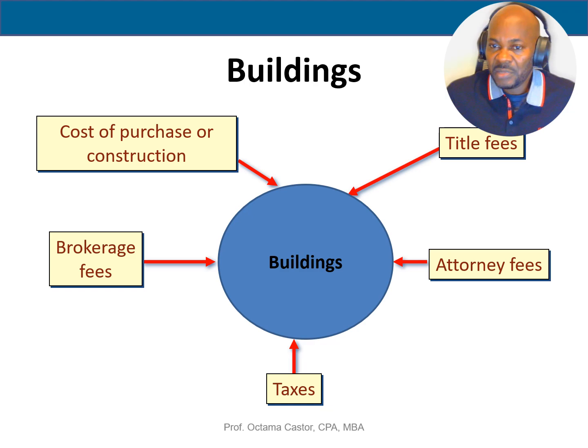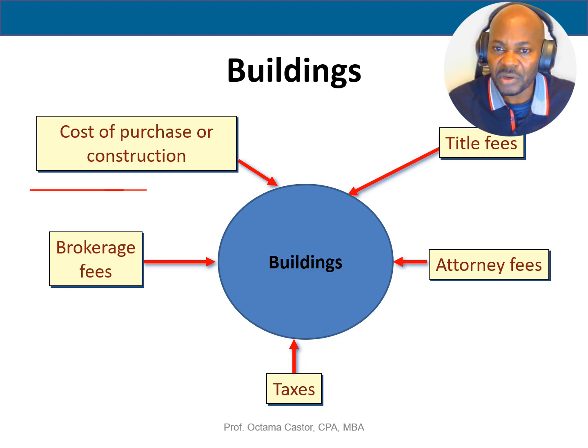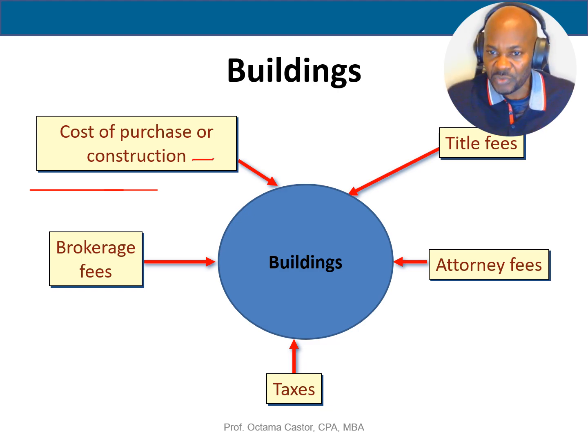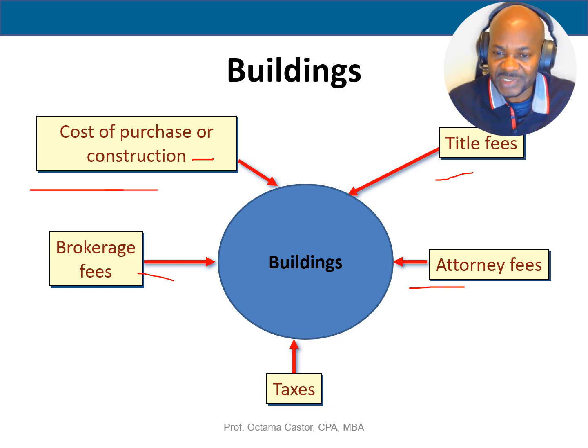Okay, and building, for instance, what would be included? Well, the cost of purchase if you purchase the building, or the cost of construction if you are building the facility yourself. Title fees, okay, attorney's fees, brokerage fees, taxes, all of those are included in the cost of building. Again, the cost of the building, which includes all of those, will be used to calculate the depreciation.